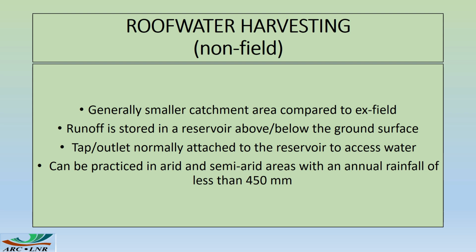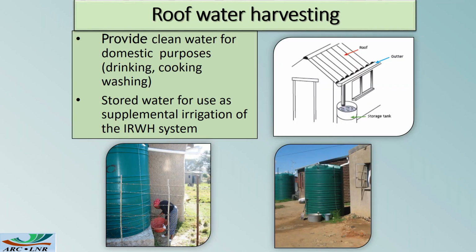This can be practiced in an arid or semi-arid area where the rainfall is 450 millimeters or less, because all the water that you collect will normally be absent from the roof. This shows you the water is stored and used for supplementary irrigation.